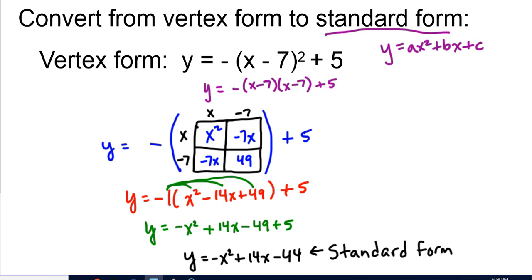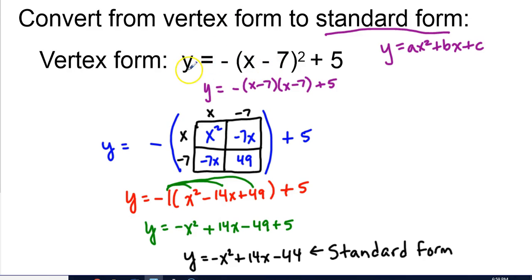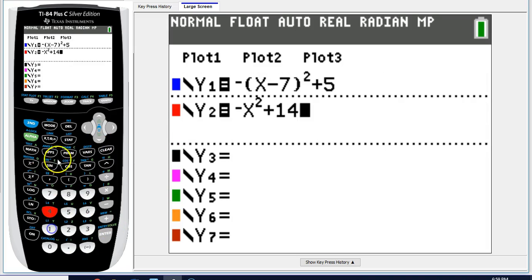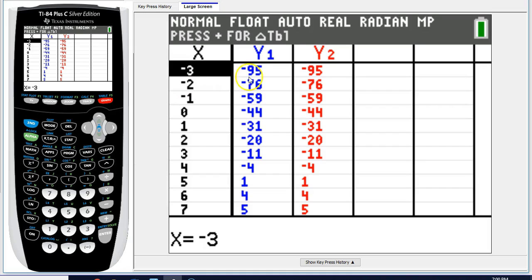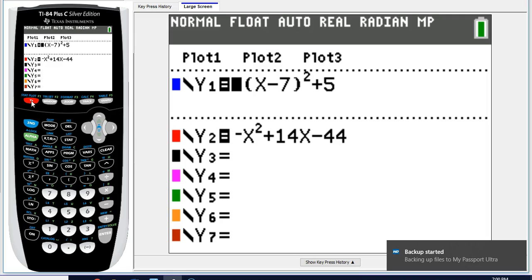So grab your graphing calculator, and what we're going to do is enter our vertex form equation in y1 and our standard form in y2, and then we're going to confirm that they're the same by looking at the table. Okay, so I've got the two forms. Now I just go to second graph and look at the table. Because the table has the same y1 and y2 for all the x's that I see, I'm pretty confident those equations must be the same. Okay, so we've checked that.